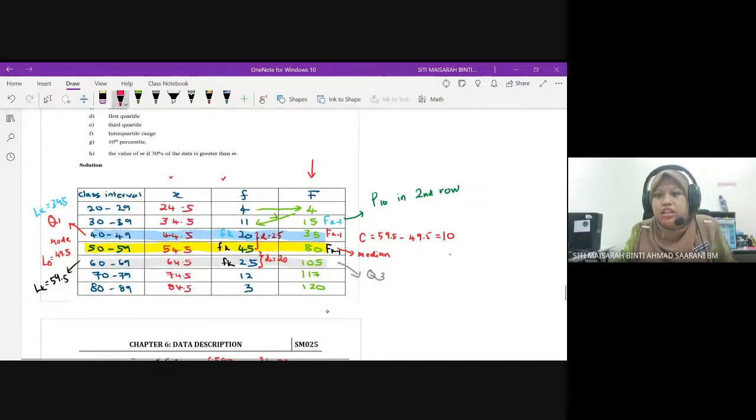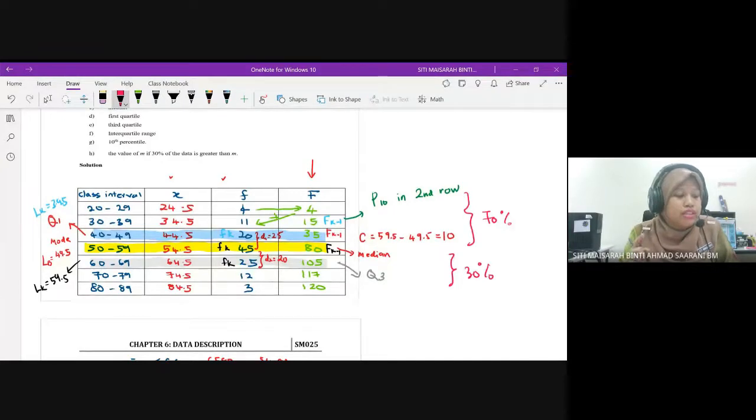Maksudnya kat sini daripada bawah ni 30%. Kita kena identify, we need to identify which row. So maksudnya daripada atas sampai dekat sini is 70%. So maksudnya actually M is equal to P70. PM is equal to 70 percentile.